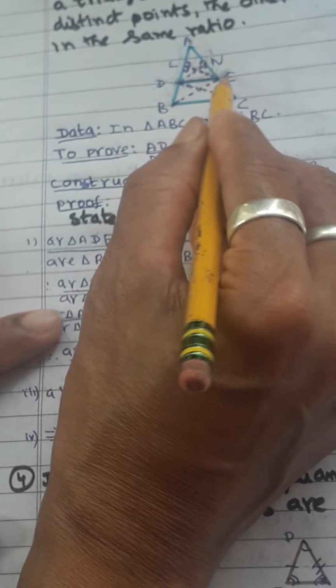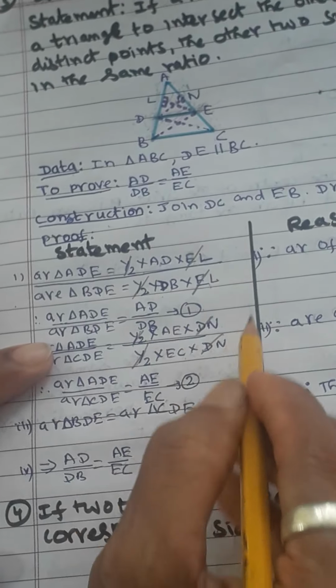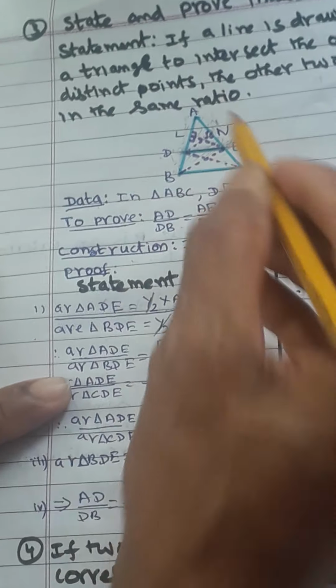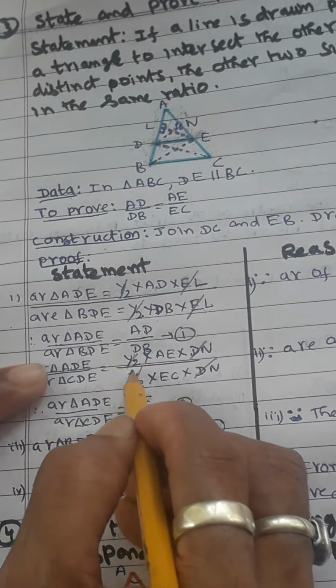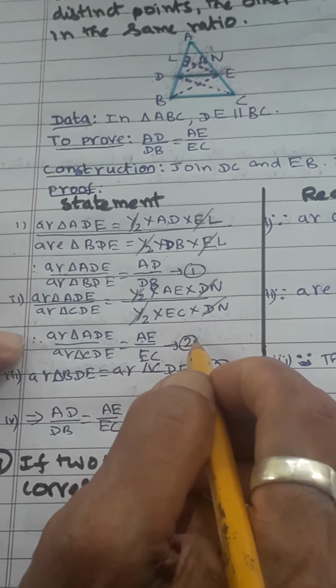Then for this triangle the base will be CE, so I have also written EC. For this height also, this is not a 90 degree, so you have to write it as DN only. Now DN gets cancelled, half also gets cancelled. You will get AE by EC. That you consider as equation number 2.